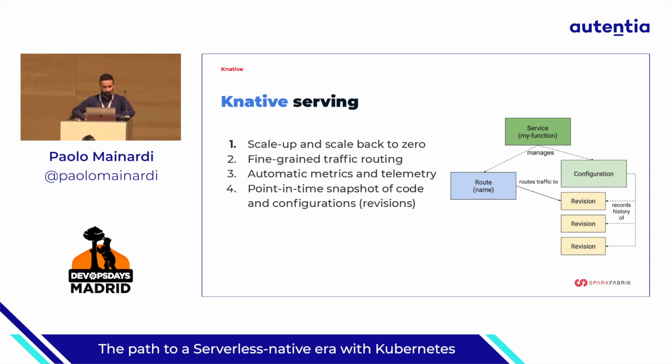Then, thanks to the service mesh, we have fine-grained traffic routing. We have automatic metrics and telemetry between our services, also in this case thanks to the service mesh. And we have a point-in-time snapshot of code and configuration, creating a sort of service revisions.